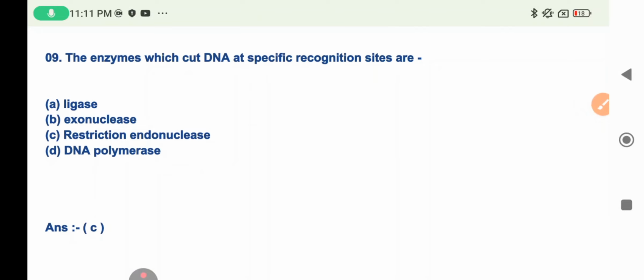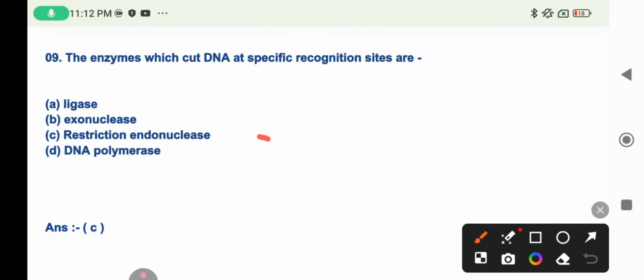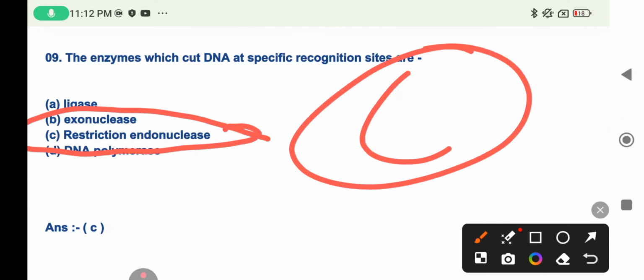Now move on question number 9. The enzymes which cut DNA at specific recognition sites are, and here the options: option A ligase, option B exonuclease, option C restriction endonuclease and option D DNA polymerase. And the correct answer is option C restriction endonuclease.